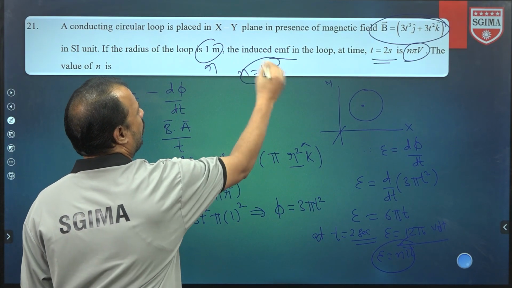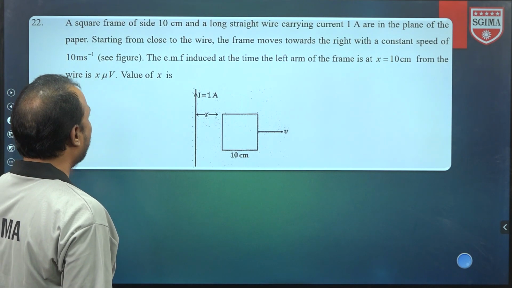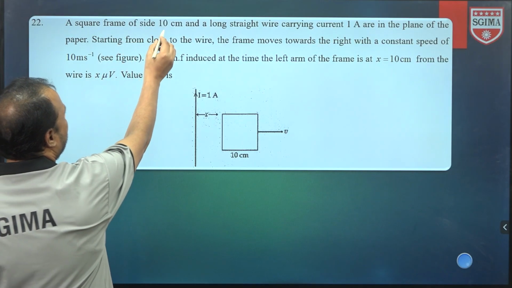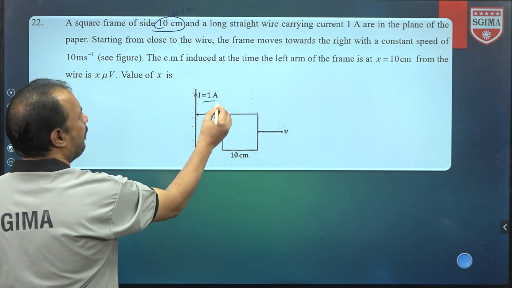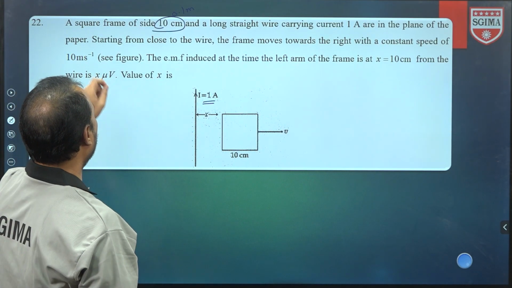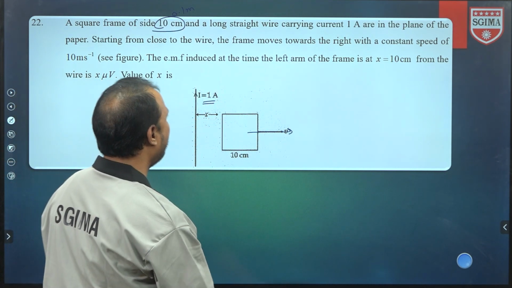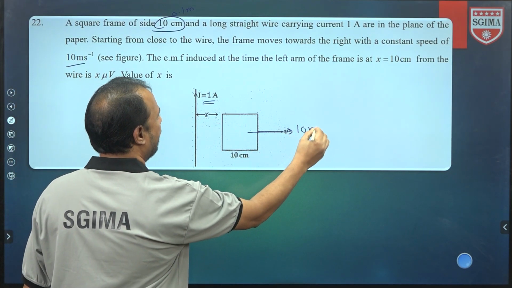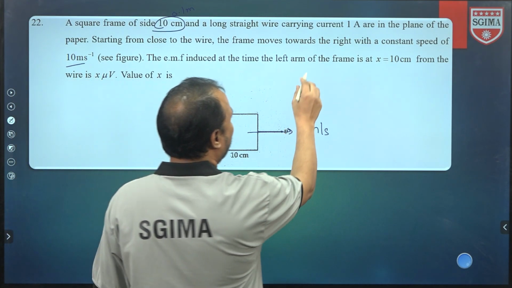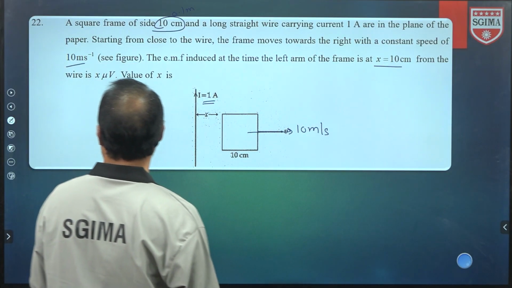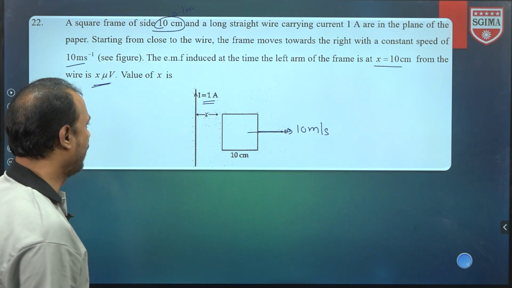So n is equal to 12. Okay. Next, coming to the 22nd one: a square frame of side 10 centimeter, 0.1 meter, carrying a current of 1 ampere in the plane of paper, starting from close to the wire, the frame is moving towards the right side with velocity of 10 meter per second. So induced EMF at the time left arm of the frame is 10 centimeter from the wire is given as x microvolt. x we need to find.